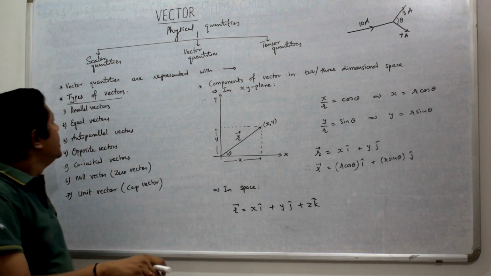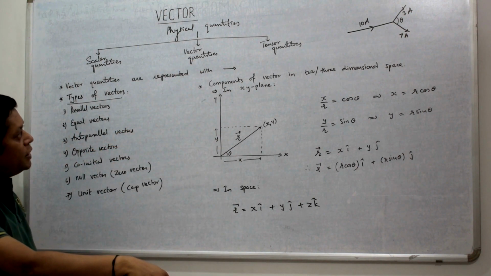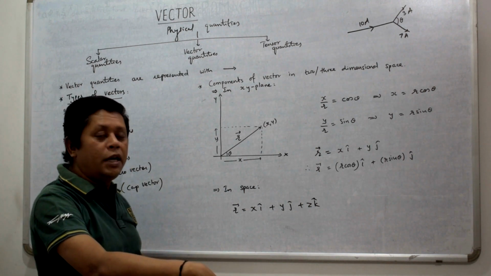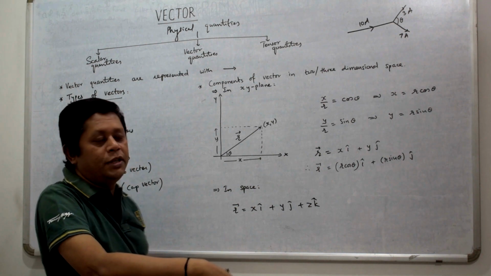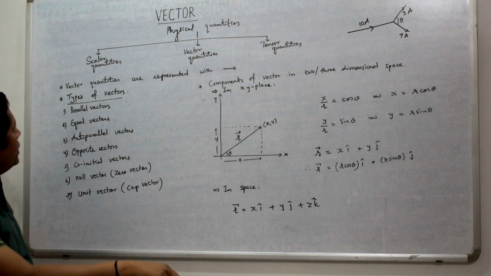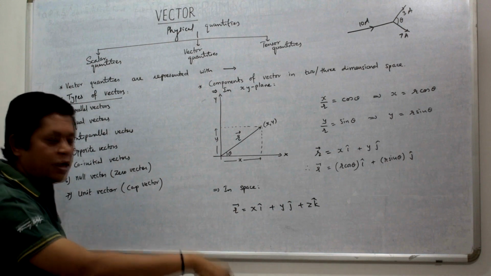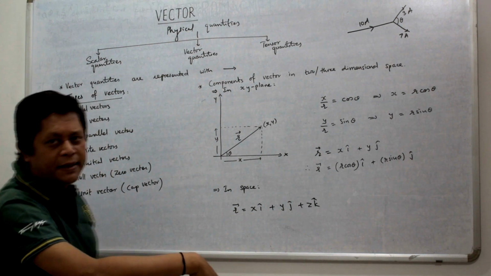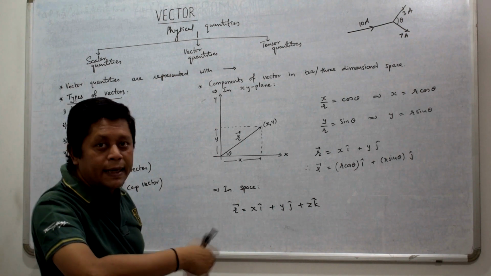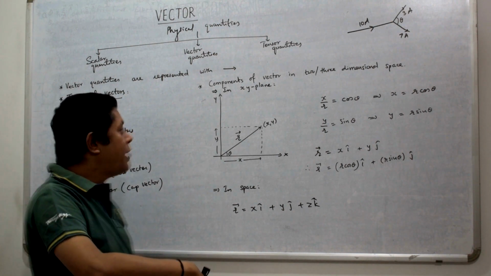Now we focus on vector quantities in this chapter. Any physical quantity which has a magnitude as well as direction, and if it obeys the vector law of addition, then that quantity is considered a vector quantity. Various examples of vector quantities you might have studied in mechanics, kinematics, let's say displacement, velocity, acceleration, momentum, force. These are all examples of vector quantities.